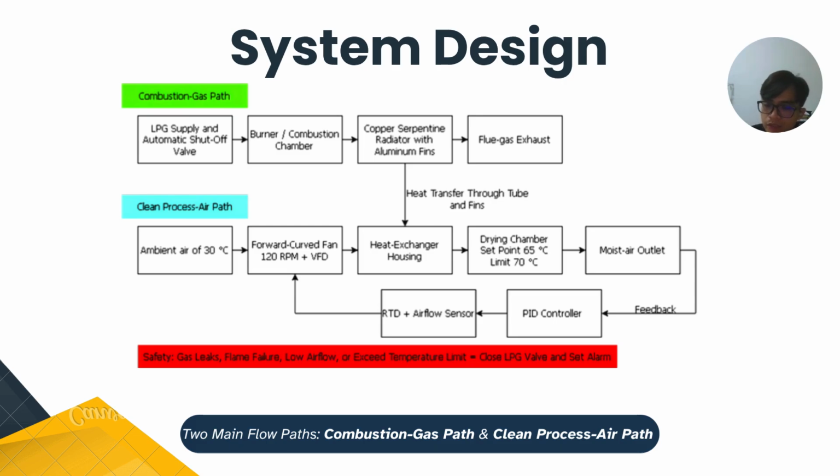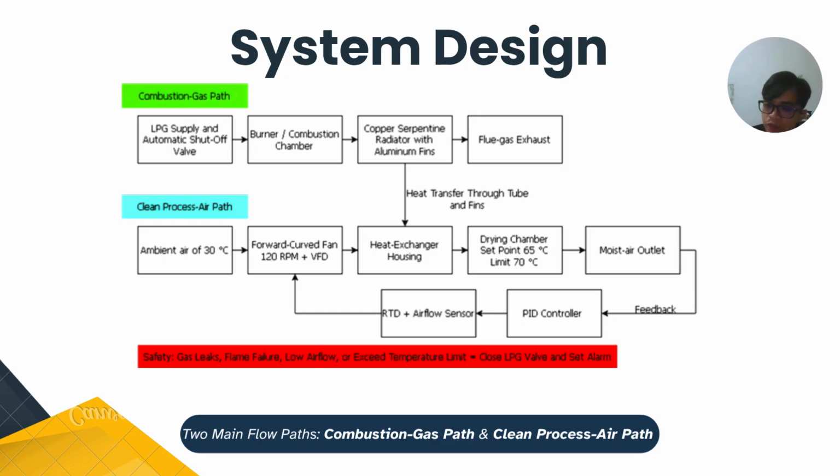Whereas the second path is the clean process air path. The ambient air at 30 degrees Celsius is supplied by the forward curve fan into the heat exchanger housing, and then the air absorbs heat from the radiator fins and enters the drying chamber. This arrangement makes the system an indirect fired design because the clean process air and combustion gas are separated.